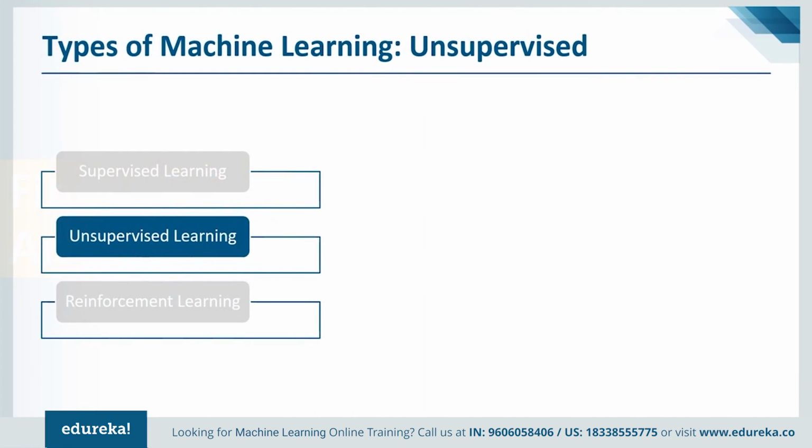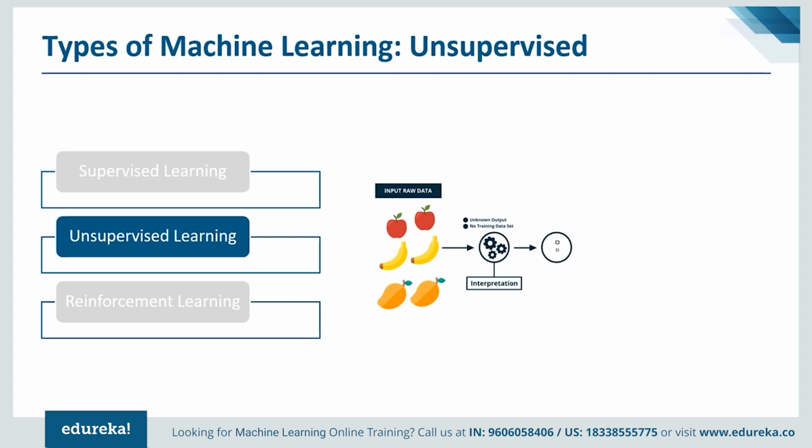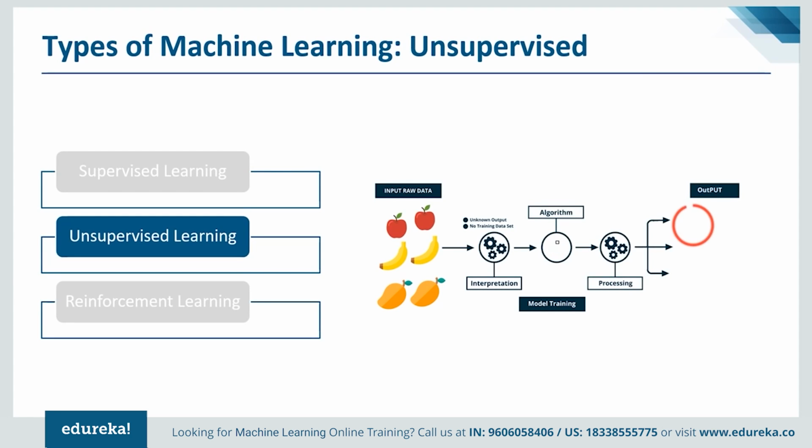Now let's move ahead and learn about the next category of machine learning, the unsupervised part. So again, mathematically, unsupervised learning is where you have an input data x, but there are no corresponding output variables associated with it. The goal of unsupervised learning is to model the underlying structure or distribution in the data in order to learn more about the data.